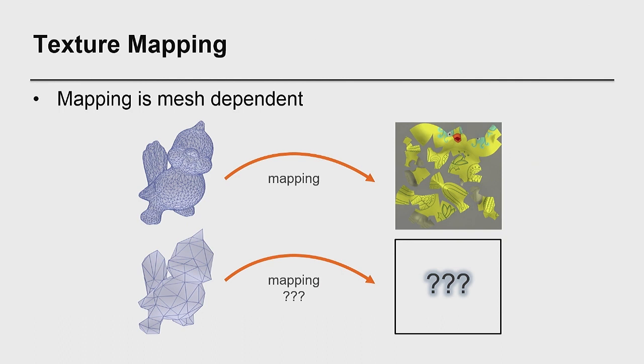Another thing is that texture maps are not tessellation independent. So if you have a different tessellation of your mesh, you may have to redo your texture mapping. So LOD becomes a little bit of a problem.